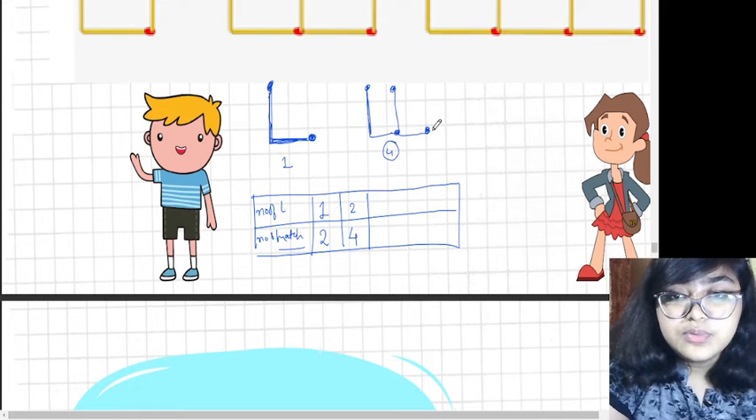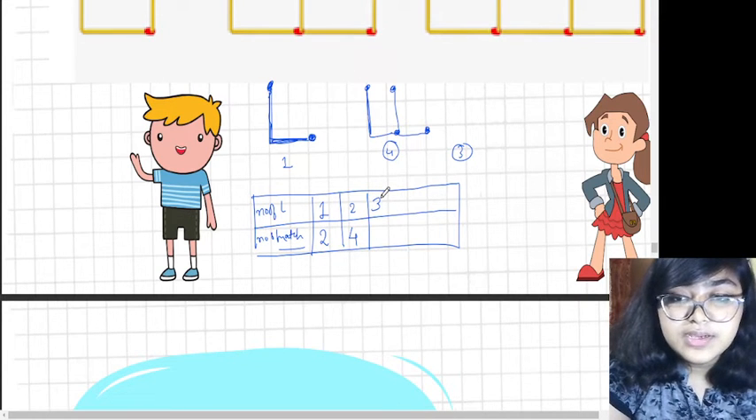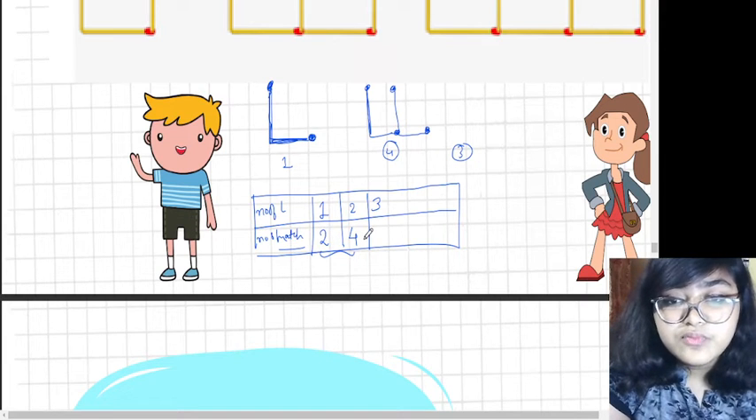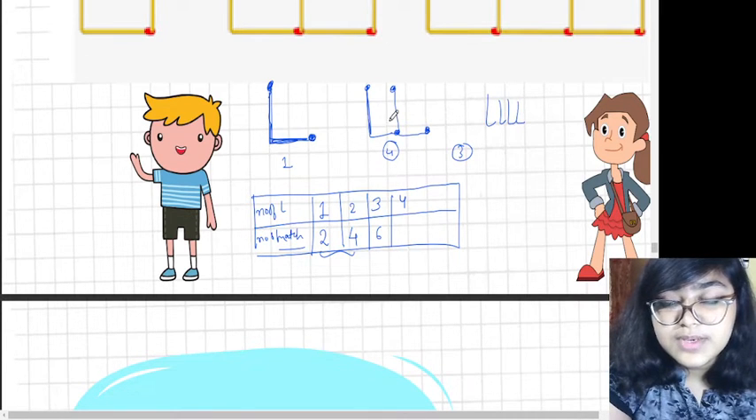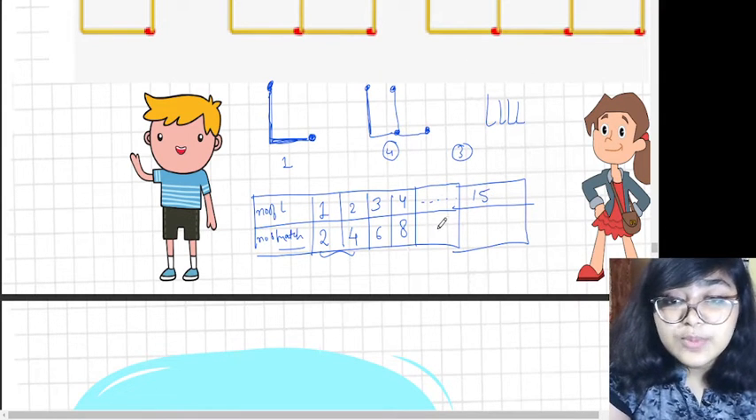Now if you do the same in the third figure, if you have 3 Ls, how many matchsticks will be required? As you can see, there is a pattern: 2, 4, 6. If you have 4 Ls, how many matchsticks are required? 1, 2, 3, 4, 5, 6, 7, 8. 8. So if I ask you, can you tell me for making 15 Ls, how many matchsticks?